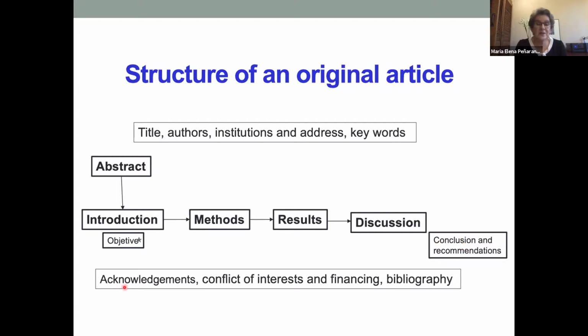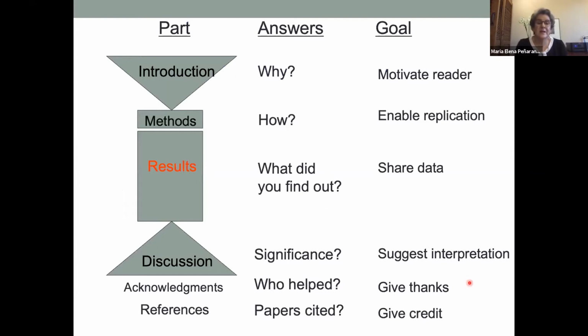And at the end, the acknowledgements, where you acknowledge the funding source and collaborators, and any conflict of interest with the financing. If a company is financing you to test a drug, you disclose it here. And then the bibliography, that's how we read an article. This is the other interpretation of the same: introduction, method, result, discussion, acknowledgements, and so on. We already saw this figure.